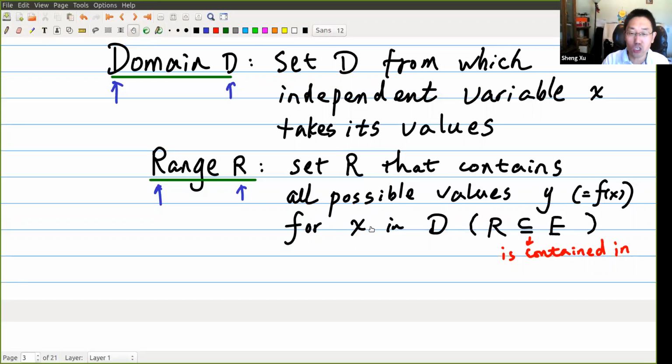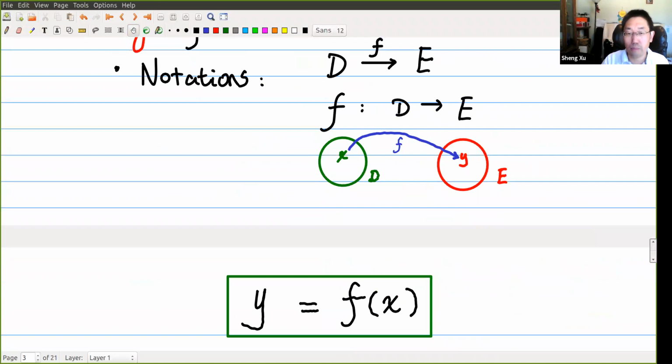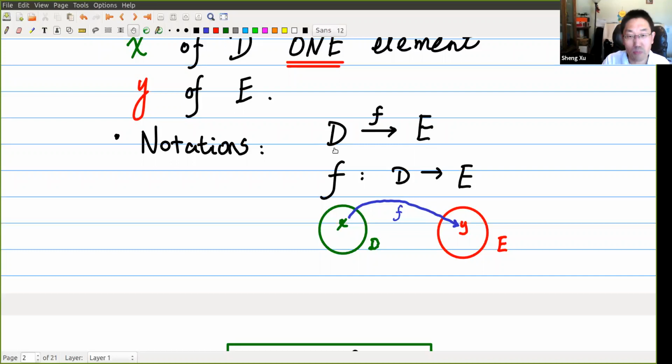And remember, this range, this family, is contained in that set E. So when we define the function, we say what? We say the function is a mapping, or correspondence from D to E, right? This D is the same D to me. But this E maybe has some more elements, right? Maybe you only have three kinds of fruits, say apple, banana, and grape.